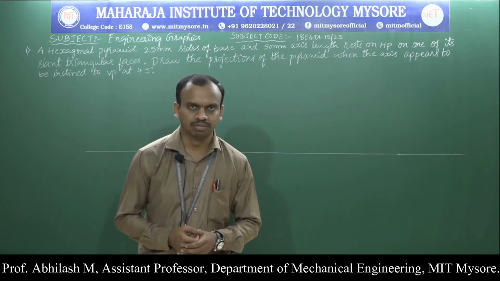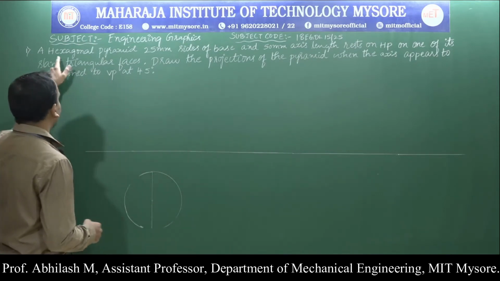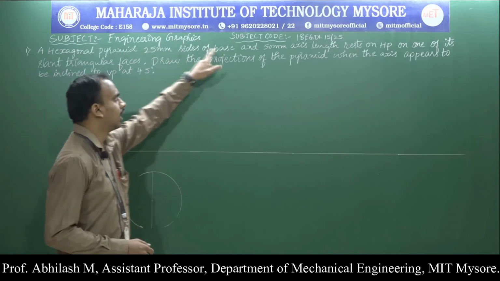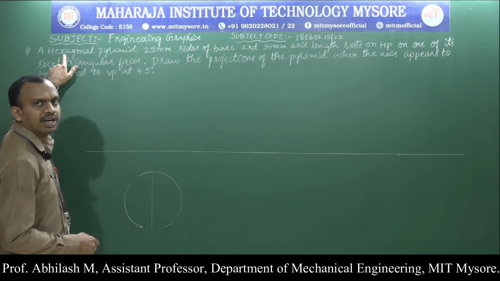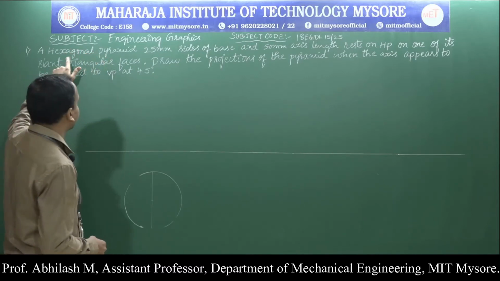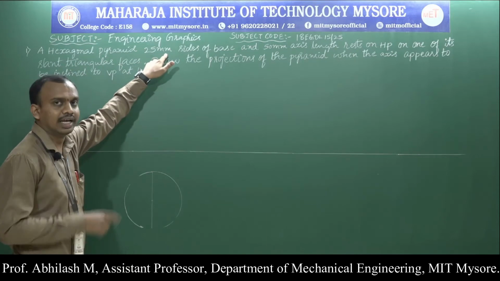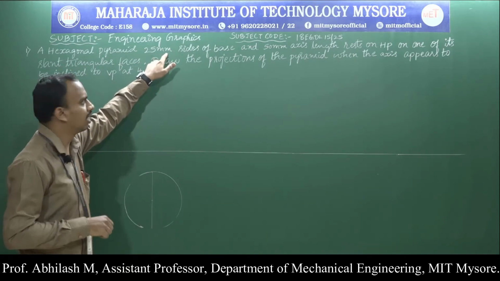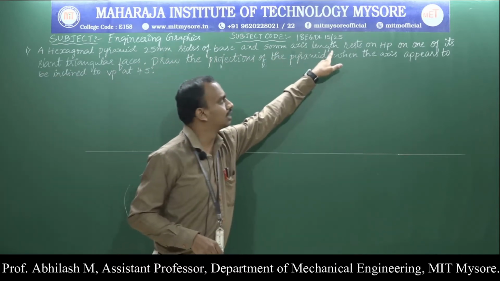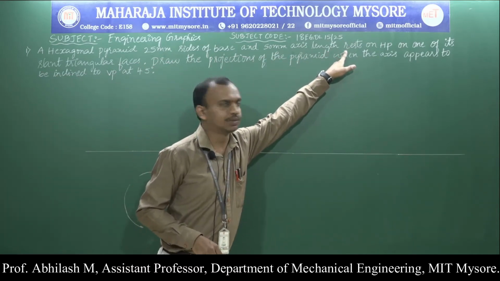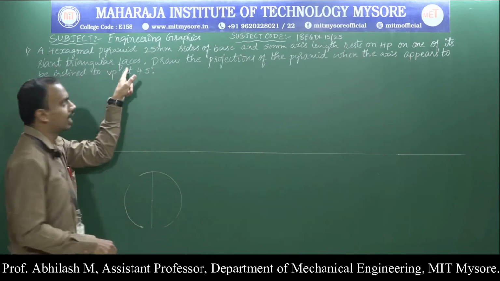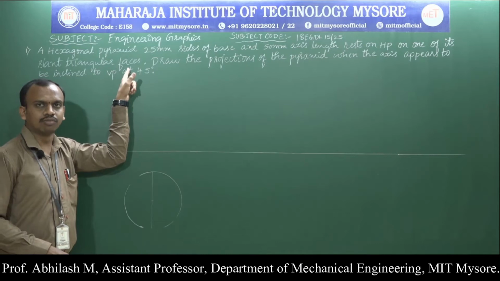So what is the new problem statement? The statement is: a hexagonal pyramid, 25 millimeter sides of base. Here it is a hexagonal pyramid. Hexagon has 6 sides, pentagon has 5 sides. So for the hexagonal pyramid, each side of the hexagon base is 25 millimeter, and the axis length is 50 millimeter, and it rests on HP on one of its slant triangular faces, a new term for us.